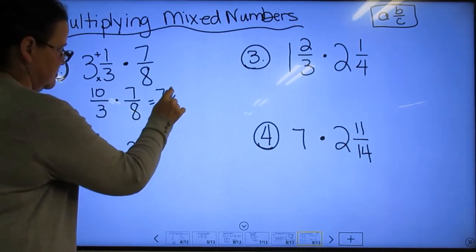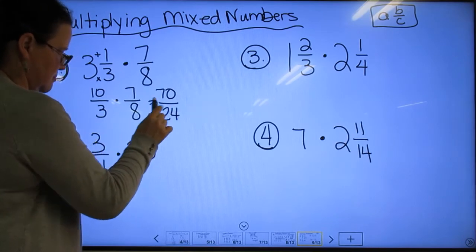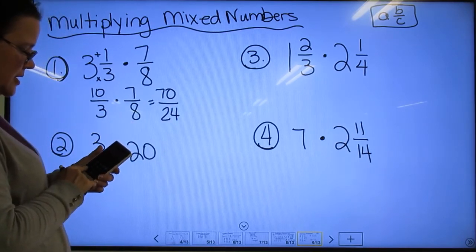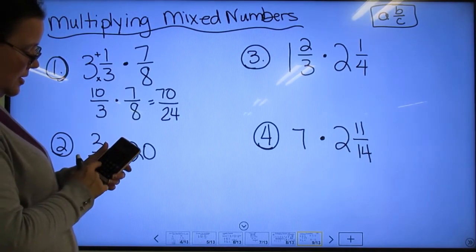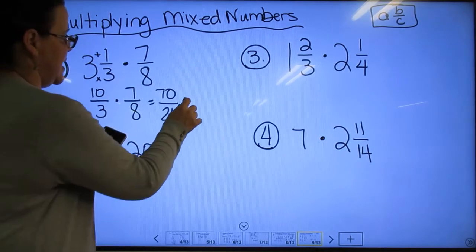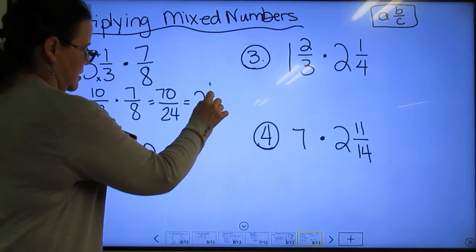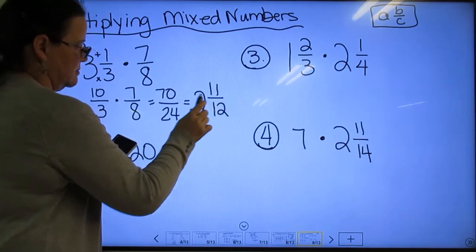Now you could do 70 over 24. Then you do 70 ABC 24 equals, and you're going to get 2 11/12.